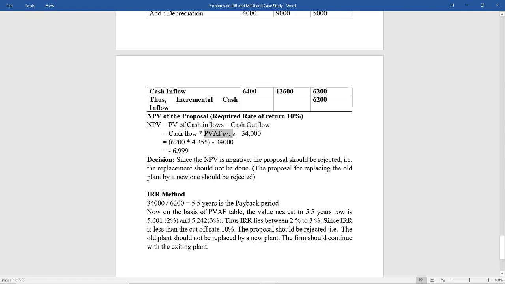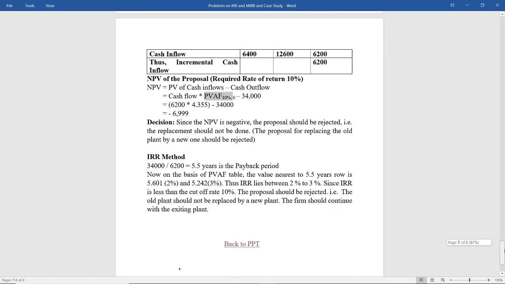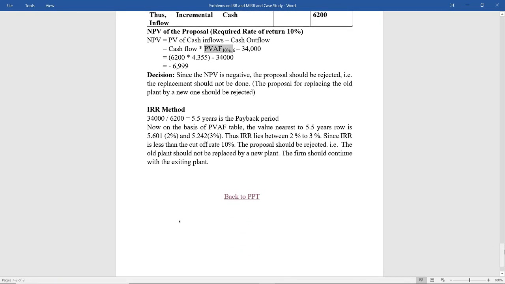Now since NPV is negative, the proposal should be rejected. Replacement should not be done. The proposal for replacing the old plant by the new plant should be rejected, and the company should continue with its old asset. Now next we are using the IRR method.